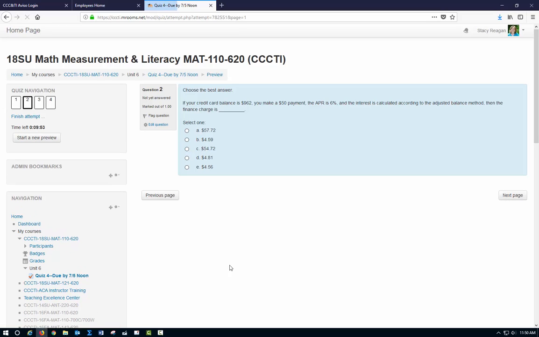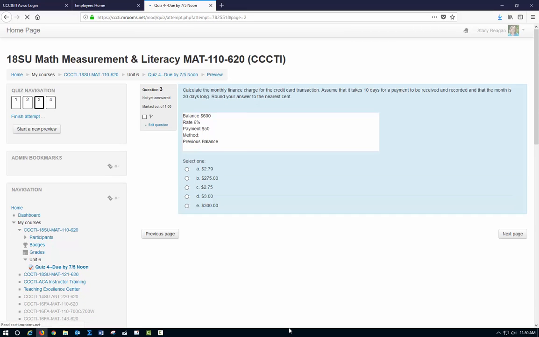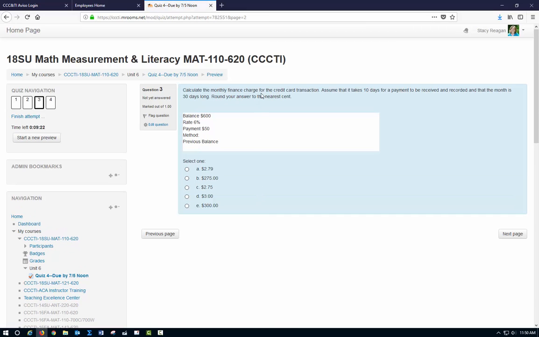The second one, if your credit card balance is $962, this is the exact same problem with a payment, same interest, but it is adjusted balance. It means adjust your balance before you apply the finance charge. So $962 minus a $50 payment is $912. We still have that same amount of interest, so times 0.005 is $4.56.